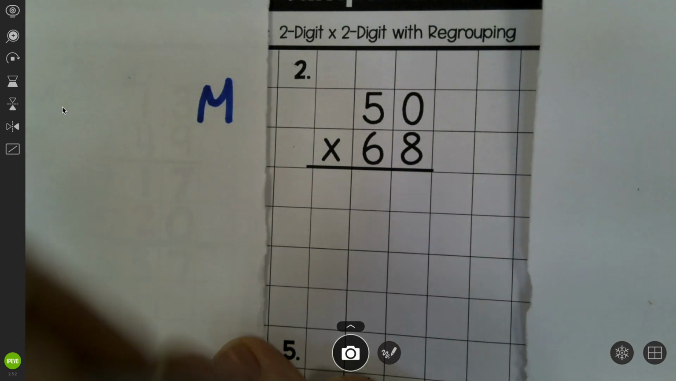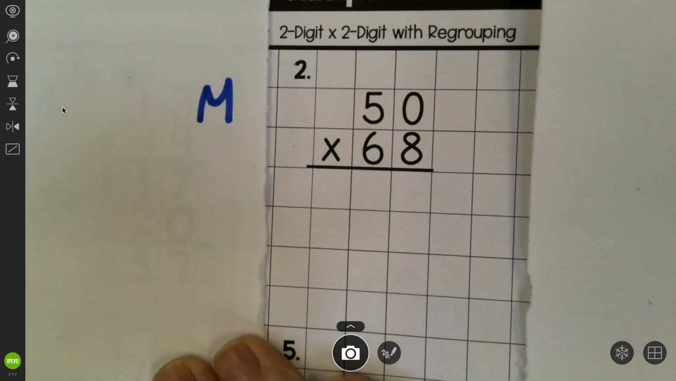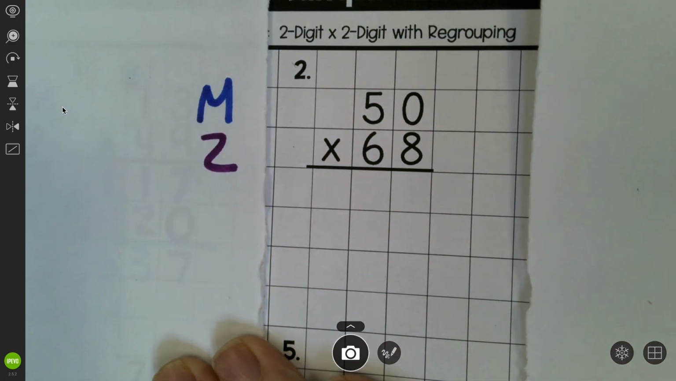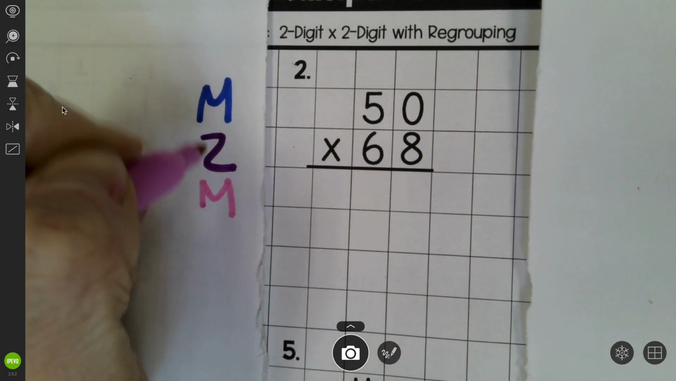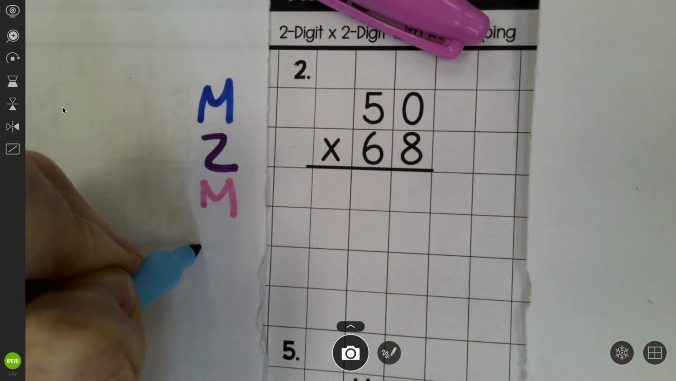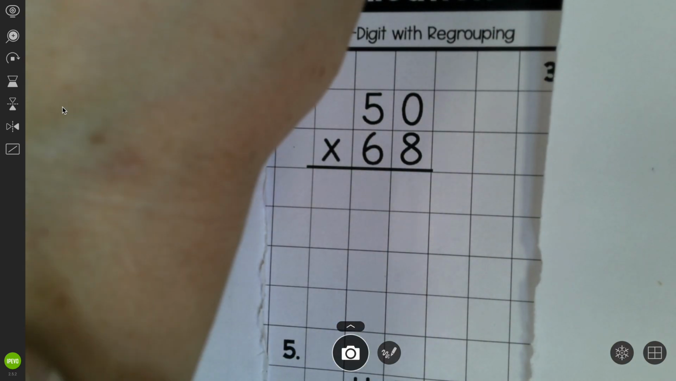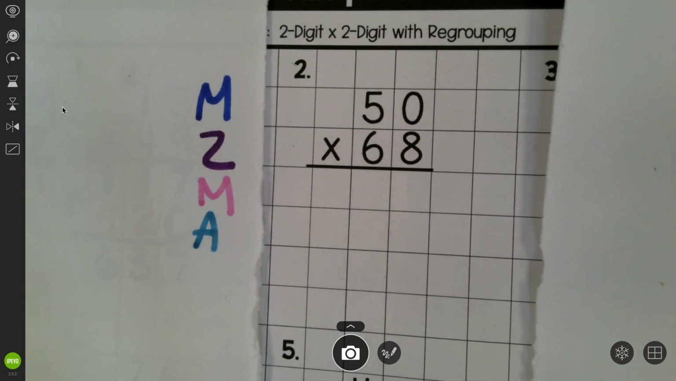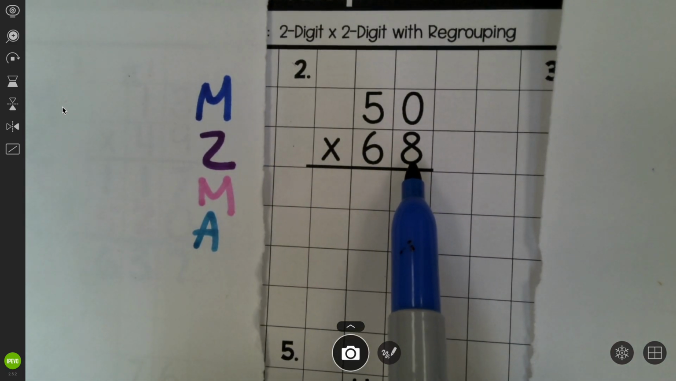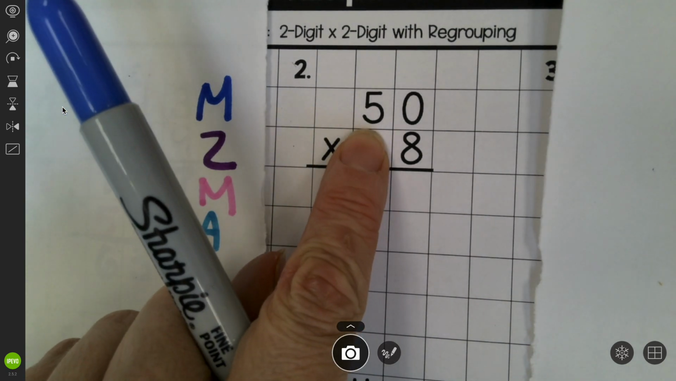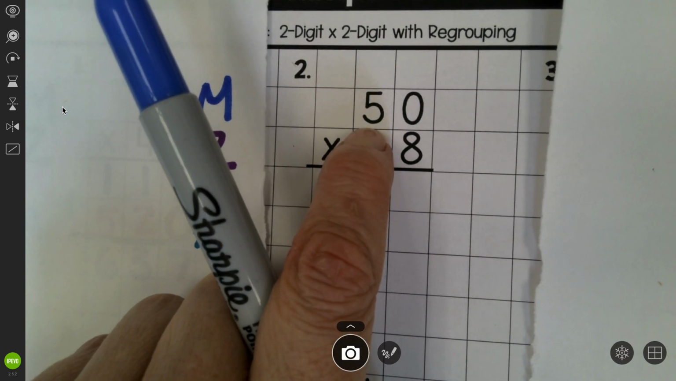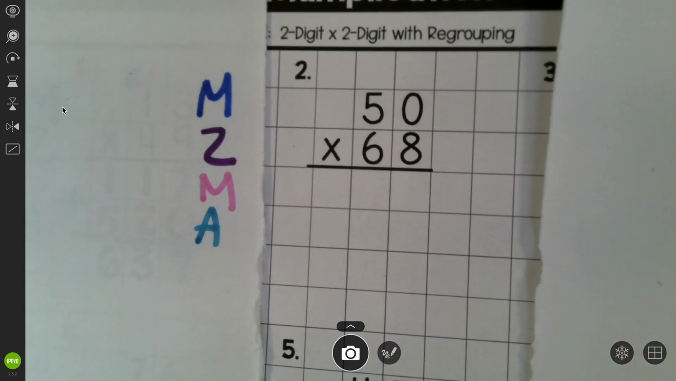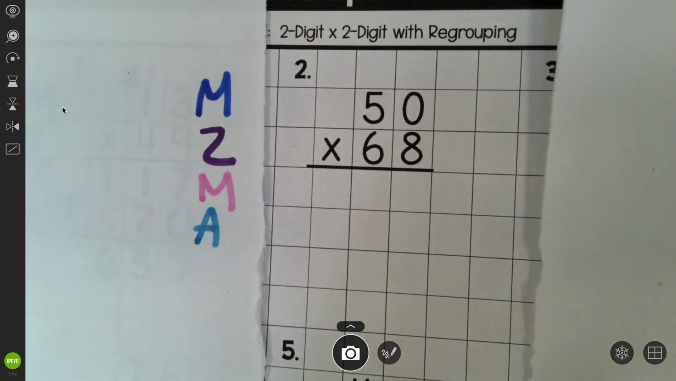Many zoos, many animals. Okay, here we go. So I'm going to start in the ones place, right? And remember, the first thing we do, it's like a 2-digit by a 1-digit number. And I start in the ones place and I multiply up to the ones place.